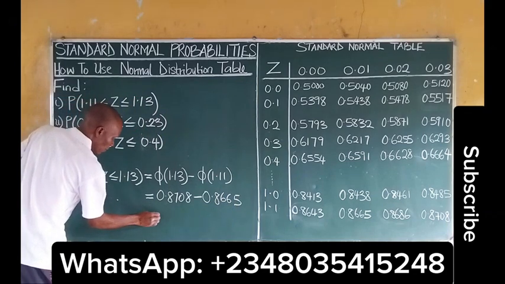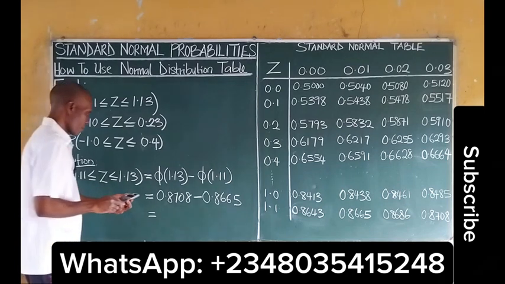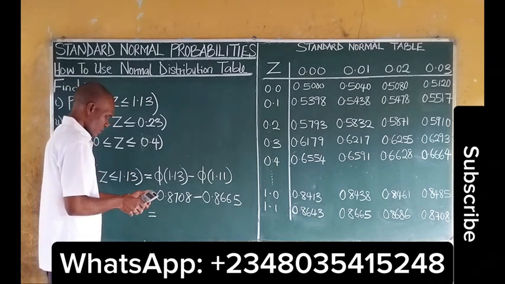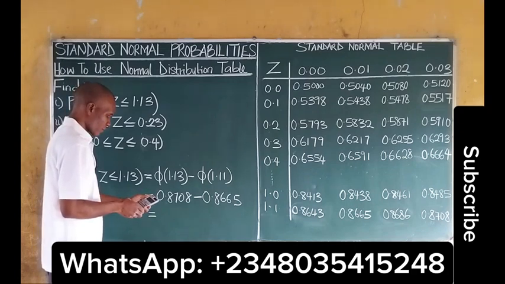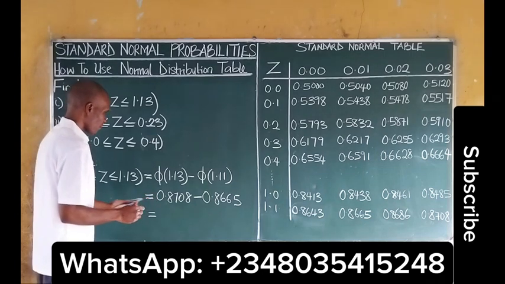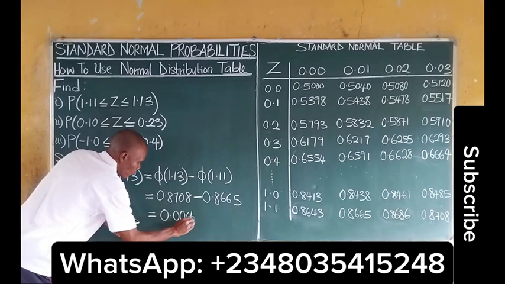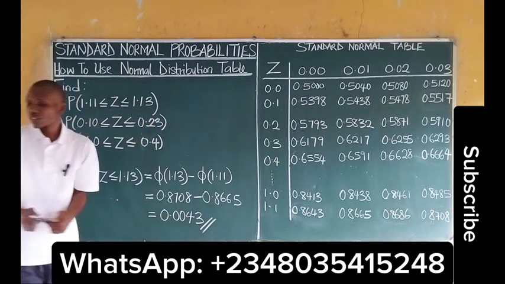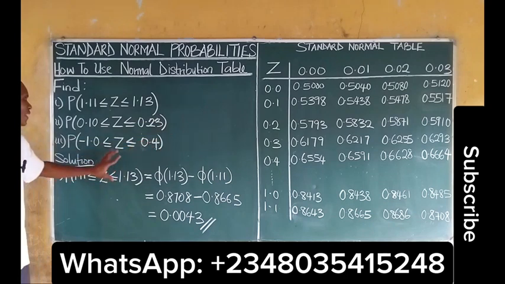So our answer will now become 0.8708 minus 0.8665. So we'll have our final answer to be 0.0043. So this is simply how we can use the standard normal table to find probabilities for the standard normal.